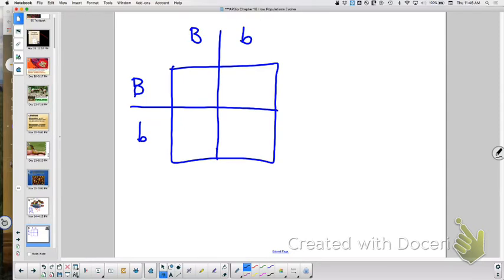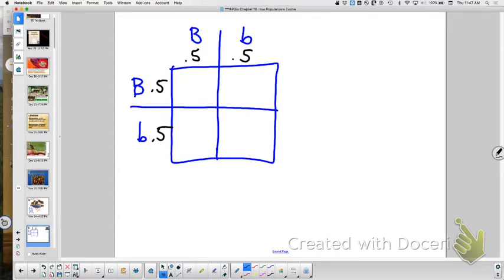7 out of 14 is what? 0.5. Okay, and little b is what? 0.5. It has to be because you're either big B or little b, right? If we had worked out that the big B allele was 0.6, what would be the little b allele? Okay, good. All right, so this is 0.5 and 0.5. Do you agree with that?